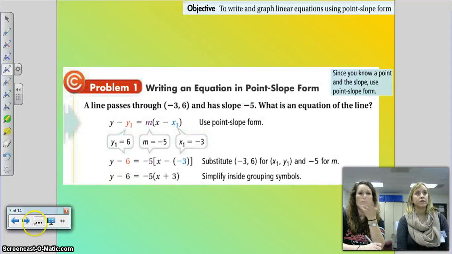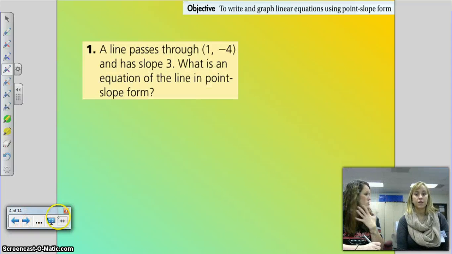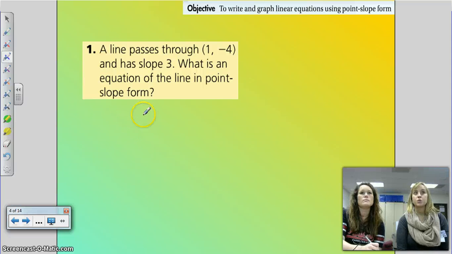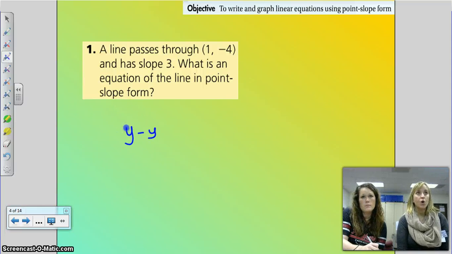So here is an example. I'm going to blow through this. We're going to get to the real meat and potatoes. It says a line passes through the point (1, -4) and has a slope of 3. What is an equation of the line in point slope form?